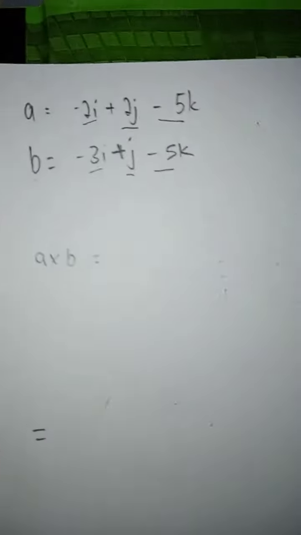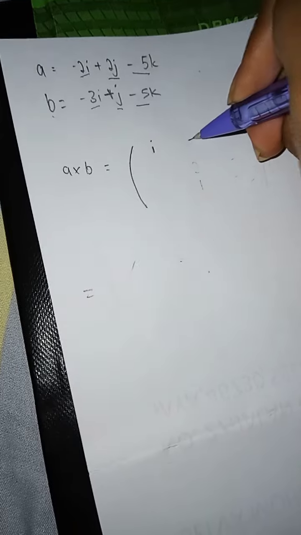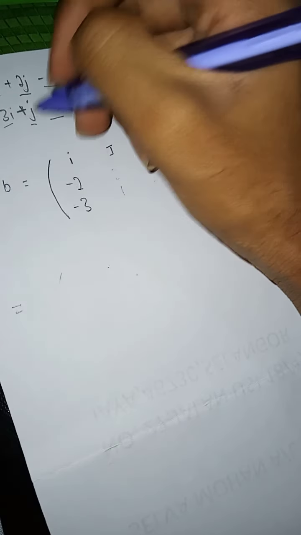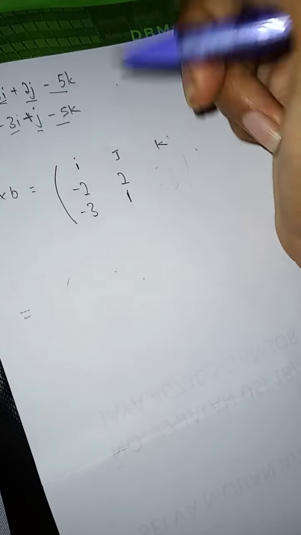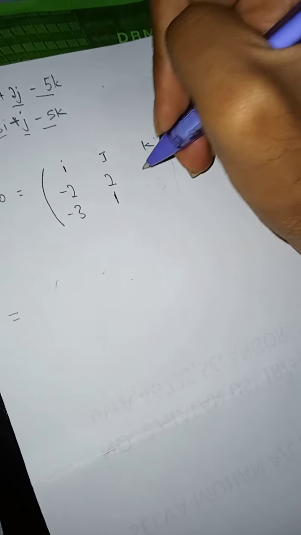Okay, today I'm going to teach you all how to do a basic vector in scalar. This is our question for today. Now we have to separate. We have to write out A times B and separate which one is I, which one is J, and which one is K. Let's go for I: -2 and -3. For J: 2 and 1. And for K: -5 and -5.